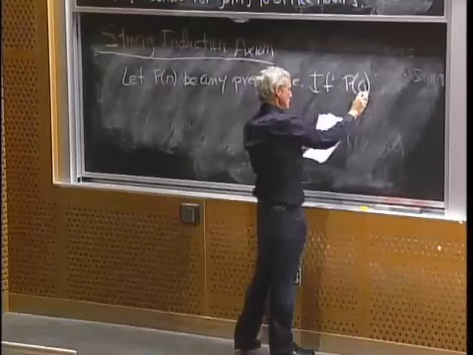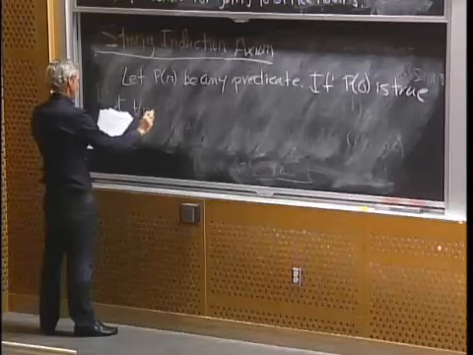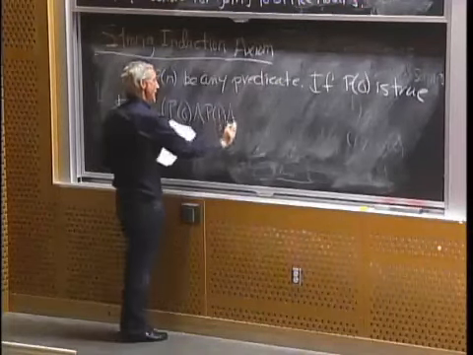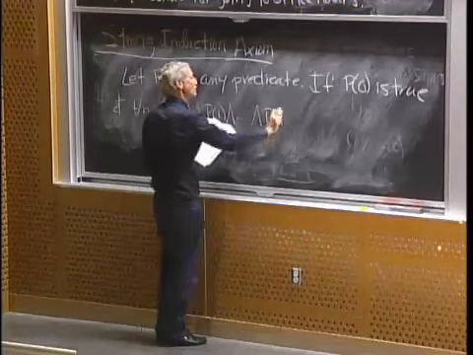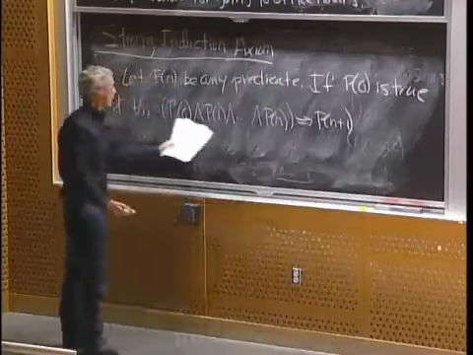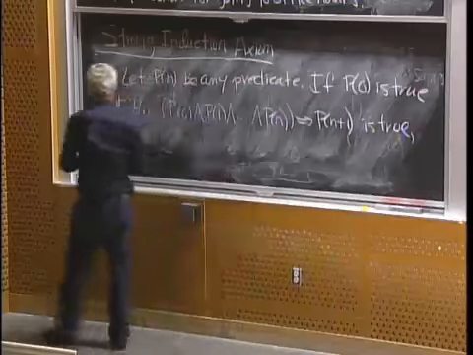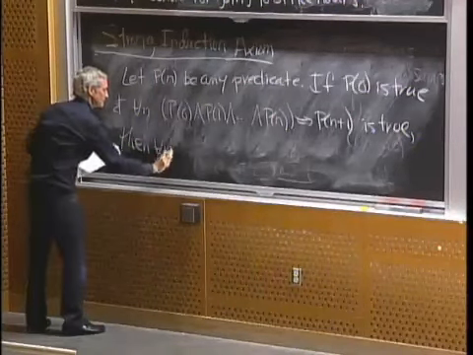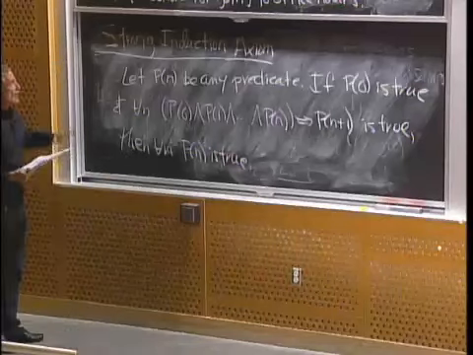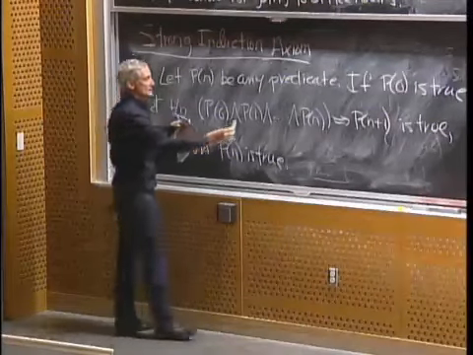If P0 is true, your base case, and for all n, it's not Pn implies Pn plus 1, it's P0 and P1 and so on up to Pn are all true, then Pn plus 1. If this is true for all n, then Pn is true for all n. All right, now the only difference between strong induction and ordinary induction that we did last time is this part.